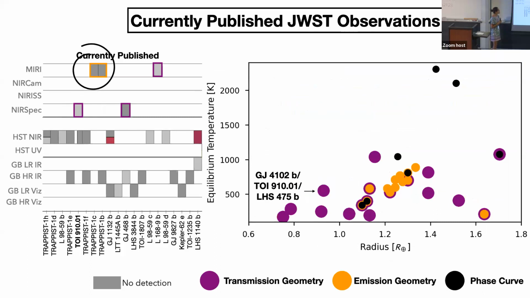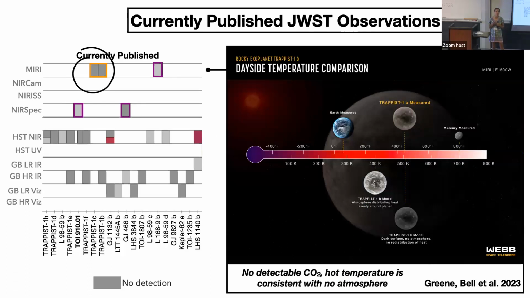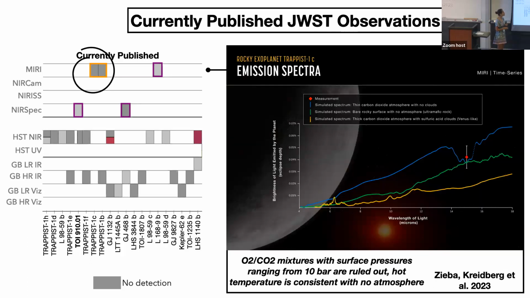The next observations are of Trappist-1b and 1c, and these were used in a very similar way to the LHS 1138, although they weren't full phase curves, they were measurements of the dayside temperature. If there was a big whopping CO2 detection in one of these atmospheres, that CO2 would be absorbing high up. That means the temperature that the authors would have measured would be a little bit cooler. But for 1b and for 1c, there was no detectable CO2, and the hot temperatures for 1b and 1c were both consistent with potentially no atmosphere at all.